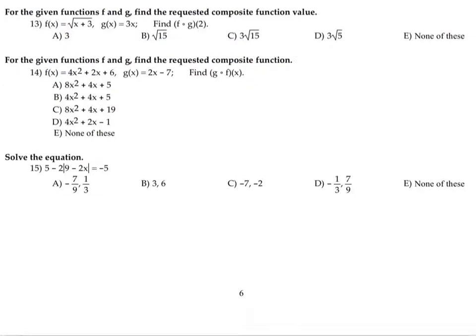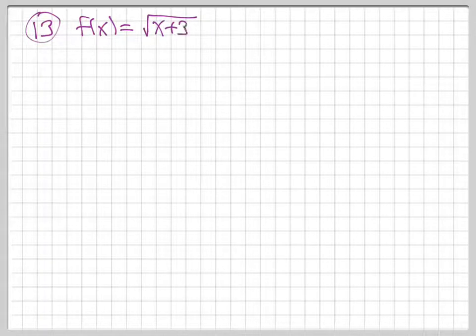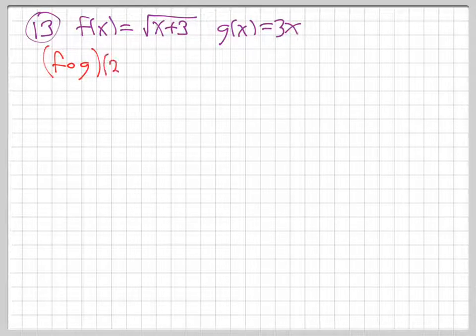Okay, so on 13, they want us to do that function. So we have f of x equals the square root of x plus 3, and g of x equals 3x. And they want us to find f of g of 2. So remember how functions work. They work right to left. That 2's going into g.